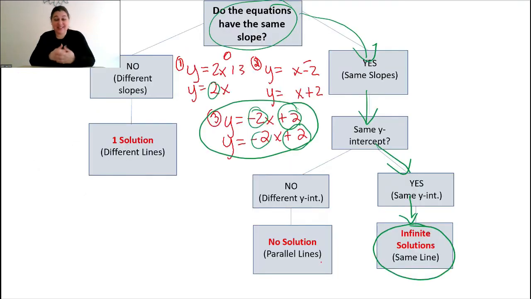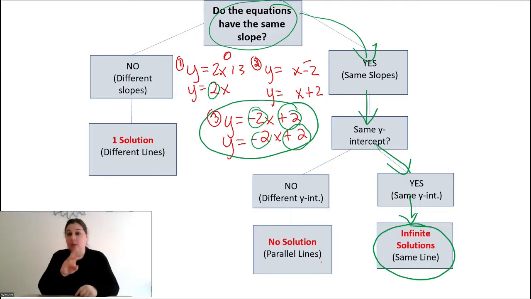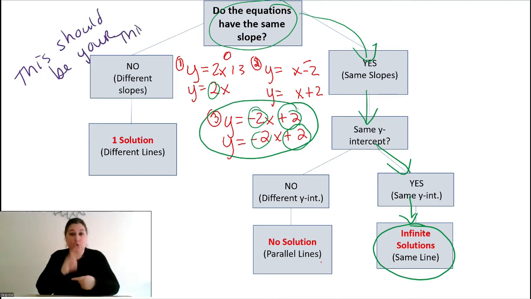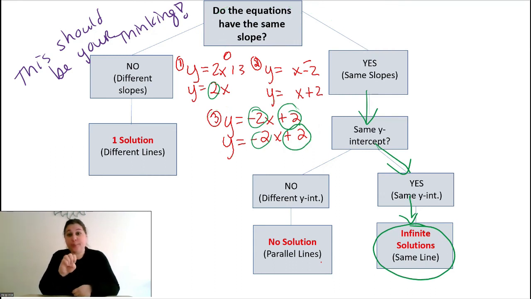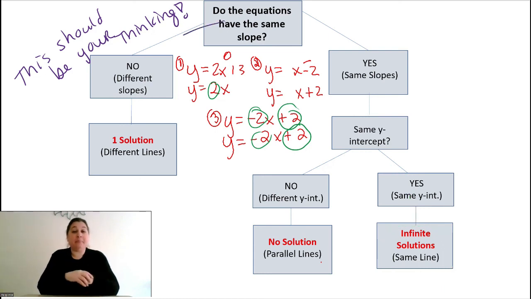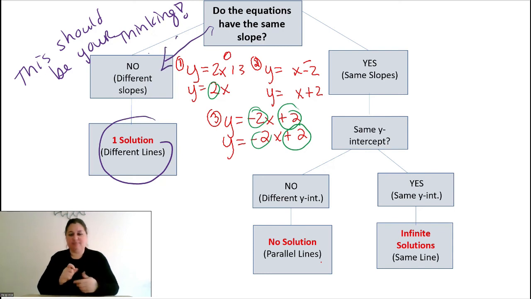So remember this flow chart. This should be your thinking. This is how I think when I'm looking at these problems. I look at the slopes first, and I ask myself, do the equations have the same slope? If it's no, then automatically one solution.